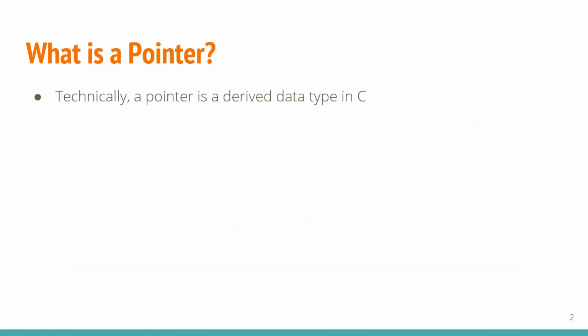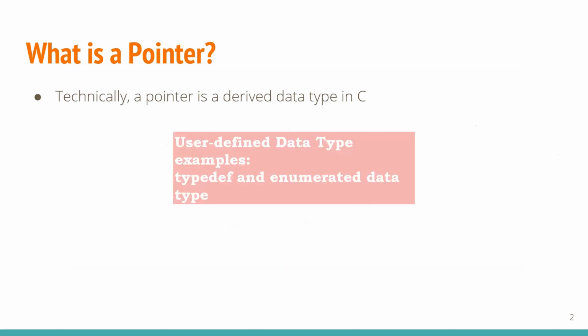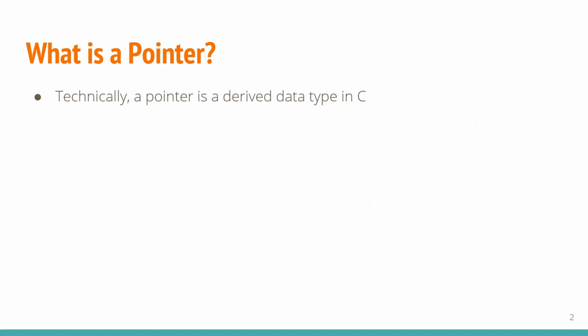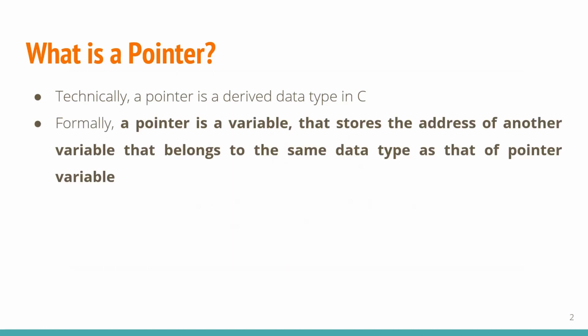Note that in the previous video sessions we have dealt with arrays in detail. You can have a look into those sessions. In this session we will be talking about pointers, which is a derived data type. Coming to user-defined data types, we have typedef and enumerated data types. Now coming back to pointers, as stated earlier, a pointer is a derived data type, meaning it is derived from the primitive data types. So the formal definition of pointers goes like this.